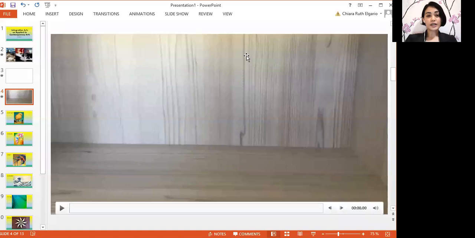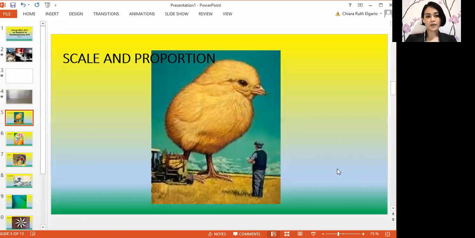In the final part of this lesson, we are going to discuss the principles of design. First we have scale and proportion. Scale and proportion refers to the relationship of elements, specifically the relative size of parts of a whole. For example, here in this drawing, the chick is bigger than the person, which is certainly not true in real life. So if you would like to do an artwork considering the scale and proportion, you have also to consider the size of those objects in real life.